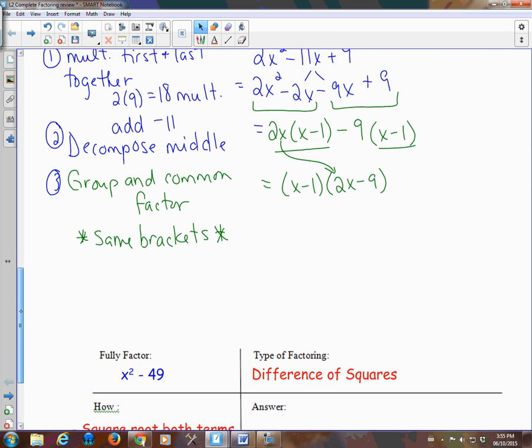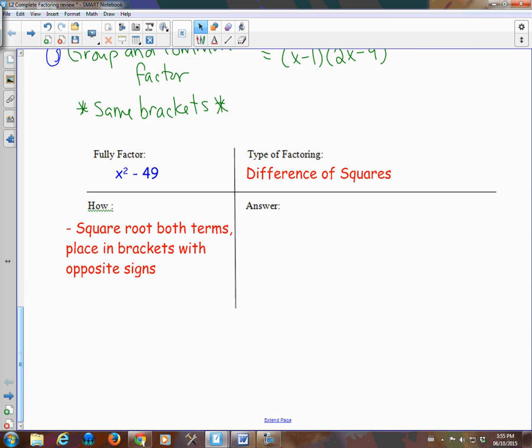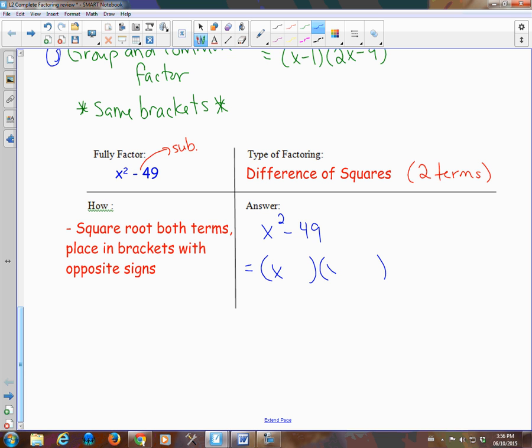And last but not least is difference of squares. So we know difference of squares because it only has two terms, and it will always be subtracting. So when we're factoring difference of squares, we know that the brackets are exactly the same, except one is adding and one is subtracting. And if you're not sure what the numbers are, you should be able to square root them to be difference of squares. And the square root of 49 is 7. So it's plus 7 and minus 7.